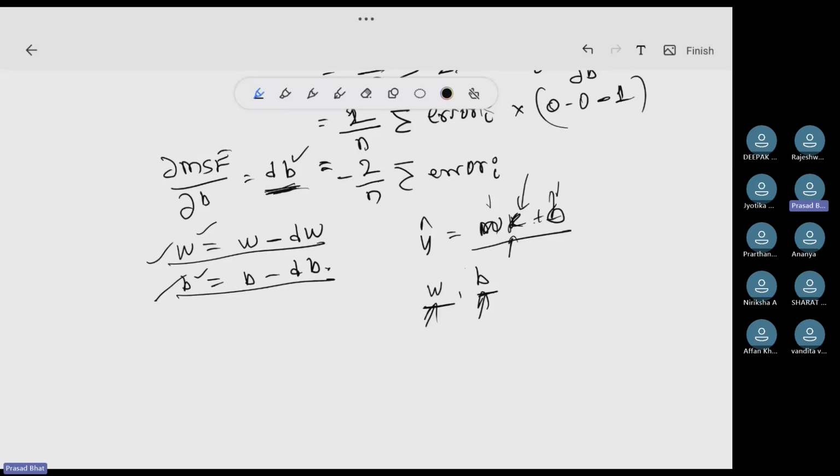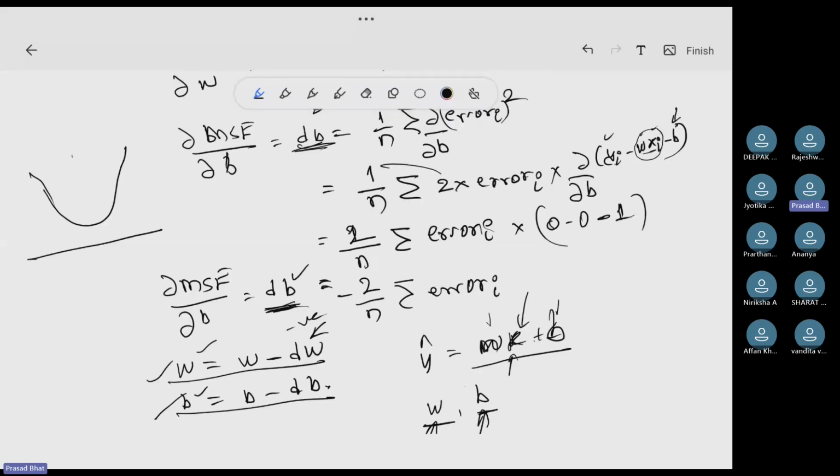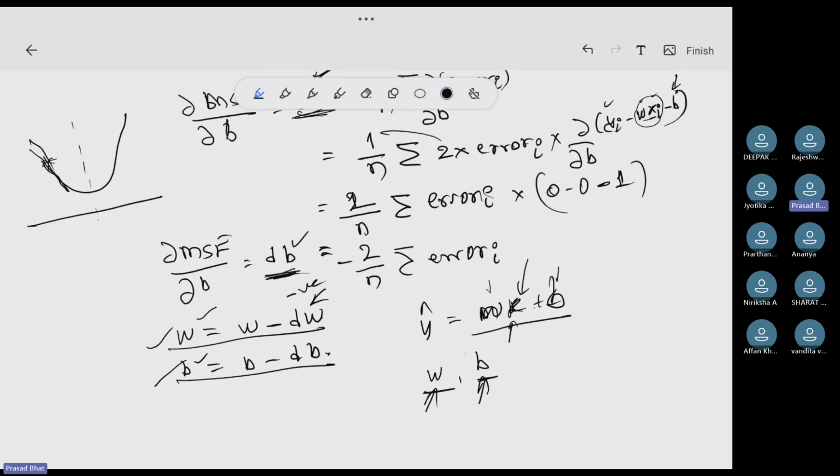Got it? If the dw value is negative, what does it mean? It means that on this particular MSE curve, we are somewhere in the left part. Why? Because our slope is negative, right? Then what do we need to do? If dw is negative, this negative multiplied with this minus becomes plus. So w effectively becomes w plus slope. So what are we doing? We are essentially increasing w, right?